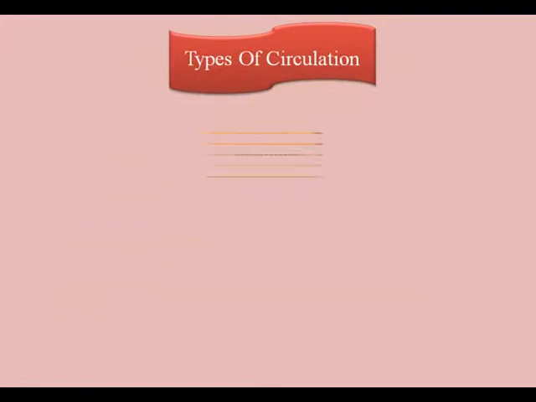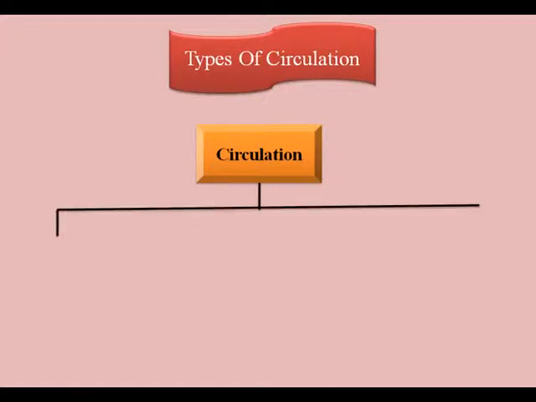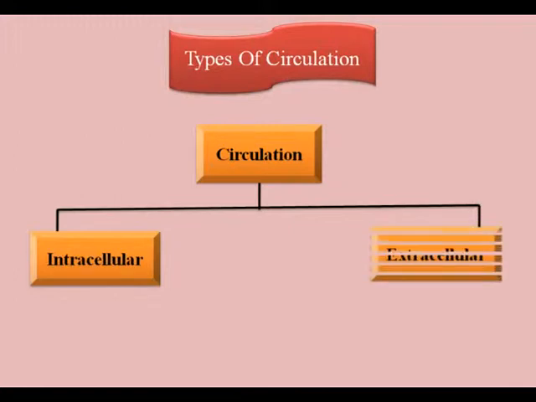Next comes types of circulation. There are two types of circulation. First one is intracellular circulation. Intracellular circulation occurs inside the individual cells through cyclosis or cytoplasmic streaming. For example, paramecium, amoeba.